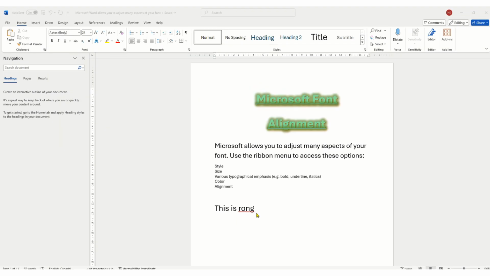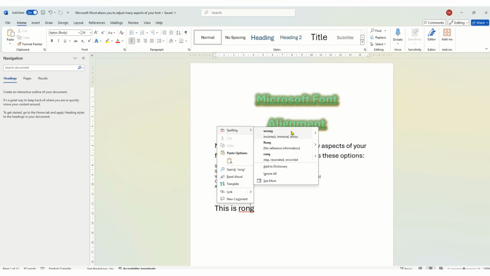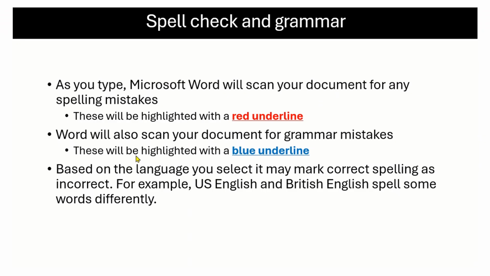Apart from highlighting what is wrong, Word also provides you with options that you could replace it with. So here you can see when I right click on this, I get different options that I could choose from. The first option which it has given me is the correct spelling, and I simply select that and I can make corrections in my spelling.